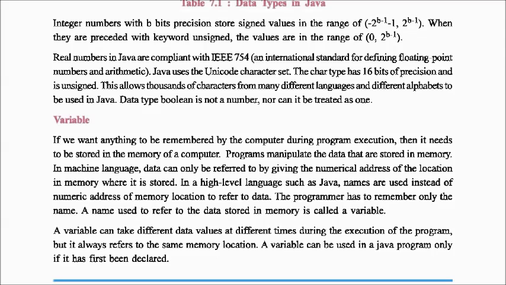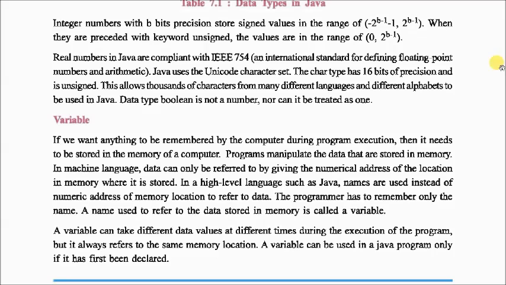Java uses the Unicode character set. The char type has 16 bits of precision and is unsigned. This allows thousands of characters from many different languages and different alphabets to be used in Java. Boolean is not a number, nor can it be treated as one. Understood? And signed, unsigned: signed means whenever minus values are there. So for the minus sign, it will use one bit, one bit for the sign.